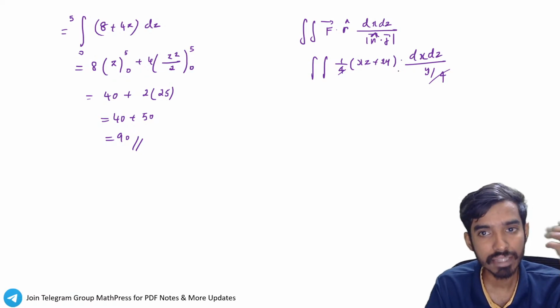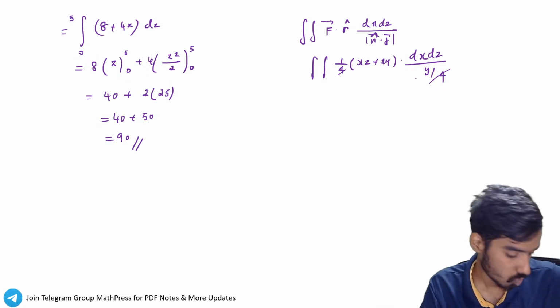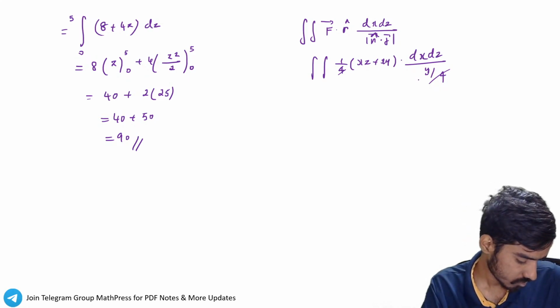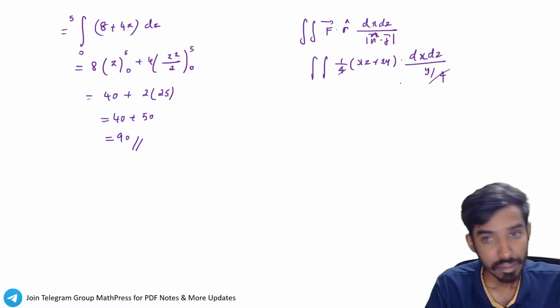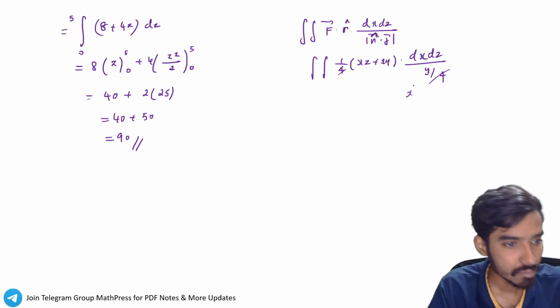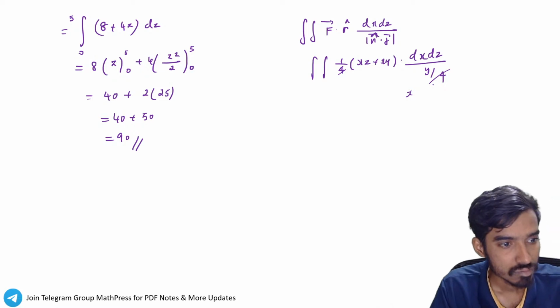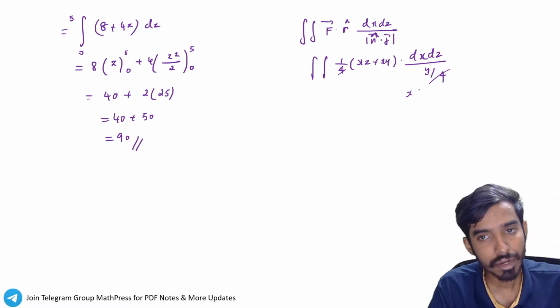If you want to keep it like this itself, xz plus xy divided by, dx was this y by 4, right? So suppose you are keeping this itself, it means we are given the plane. You can choose any one, but if you are choosing this, the integration will be difficult.